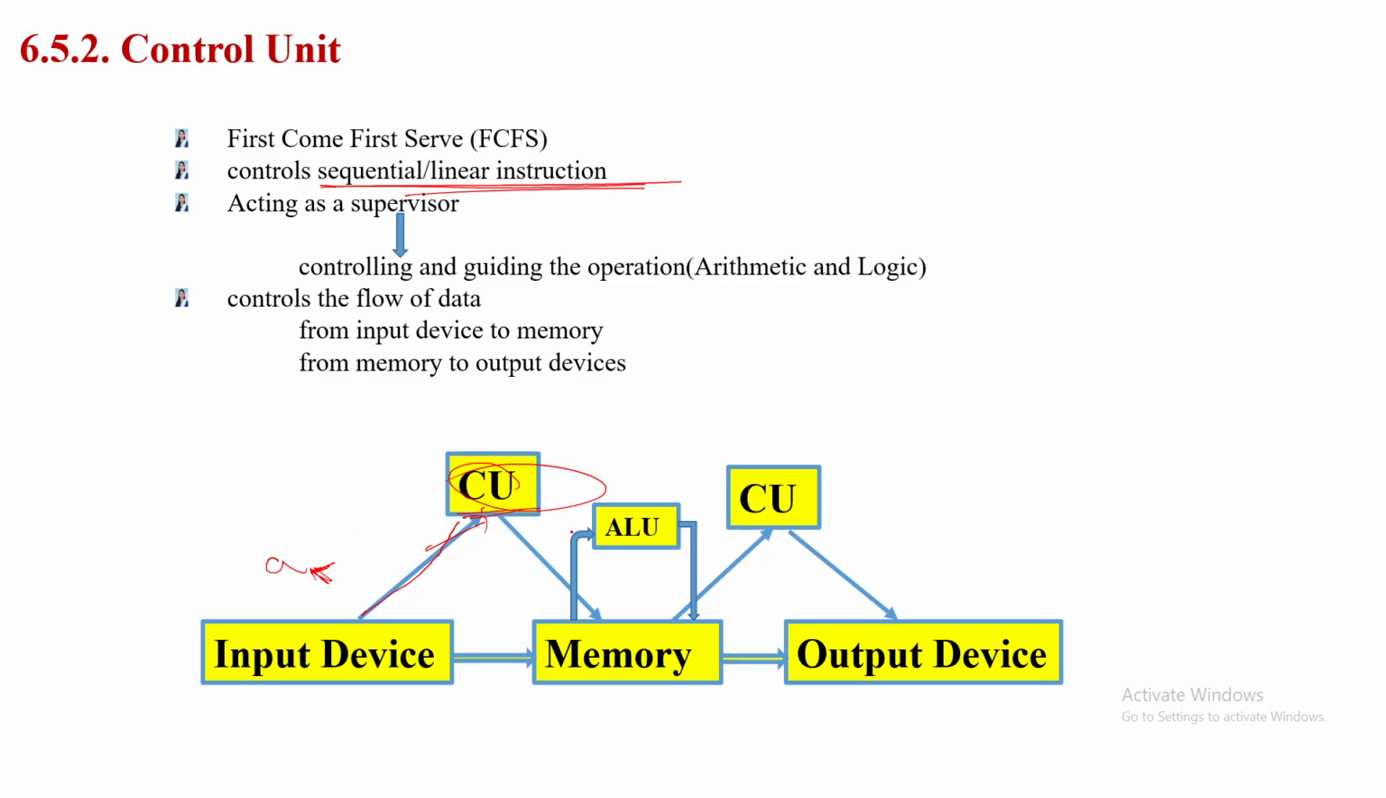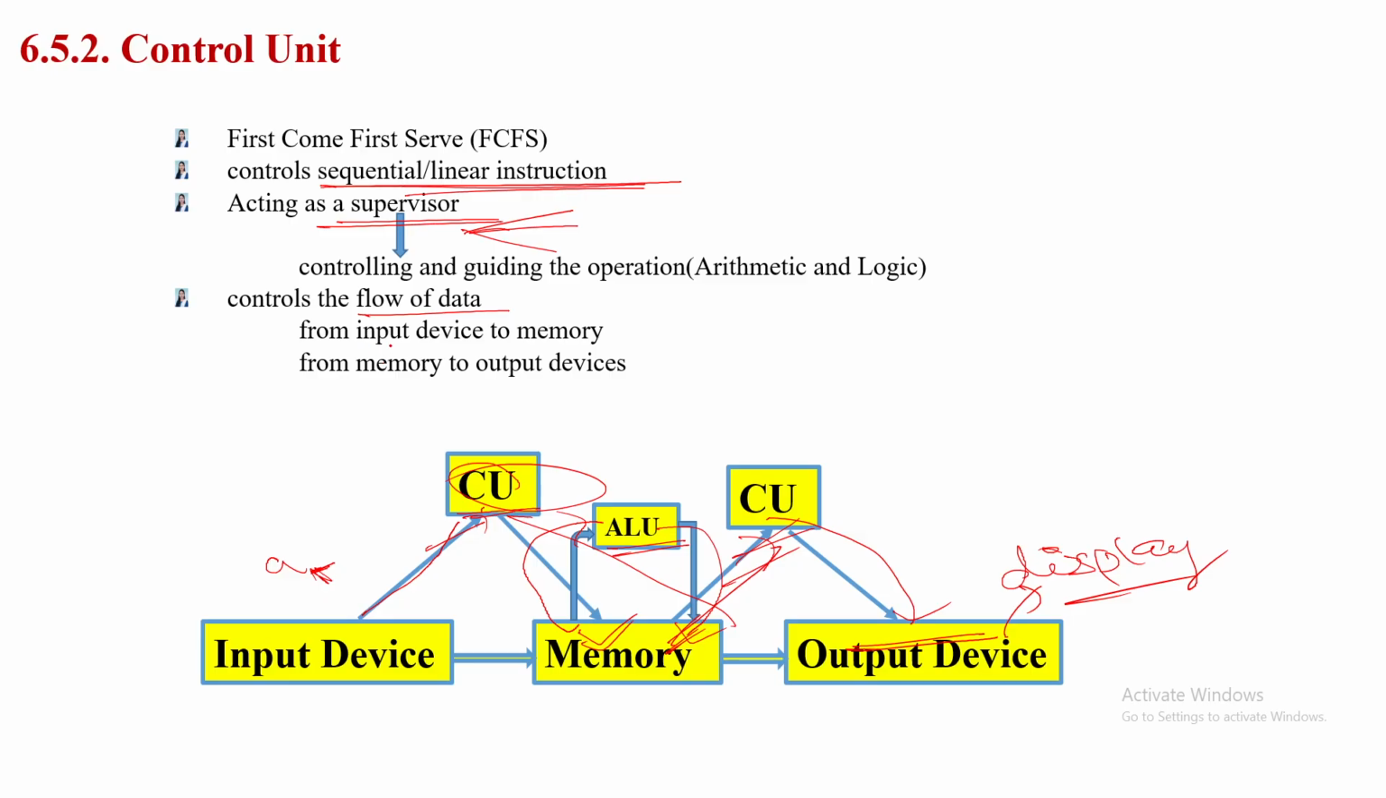And then the control unit sends this data to the memory unit, and the memory unit sends this data to the ALU for calculation and comparison. Afterwards the ALU, after solving, sends it back to the memory, and the memory again sends it to the CU. Whenever it comes to the memory, the control unit controls it, and afterwards the control unit will send it to the output device, right? And then through this output device, it will display the result, right? So the control unit acts as a supervisor, meaning it guides and controls the data. Okay, it controls the flow of data.